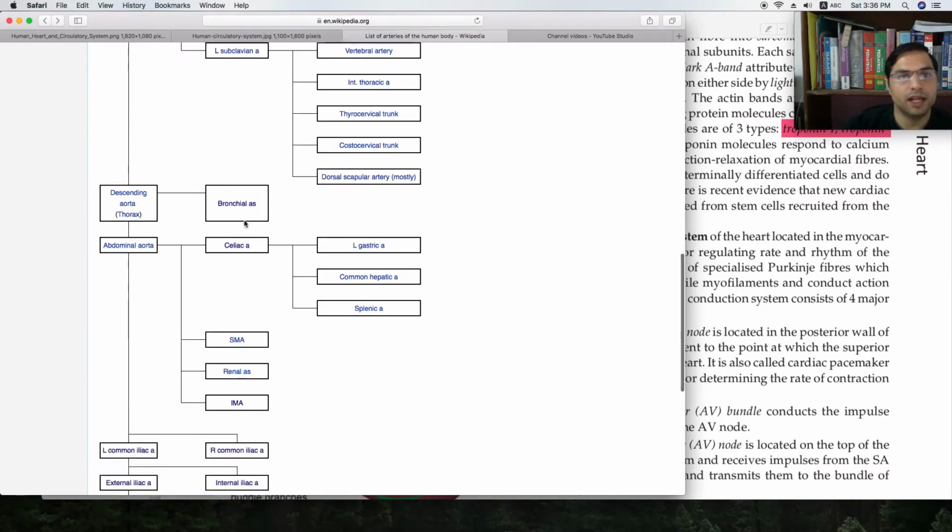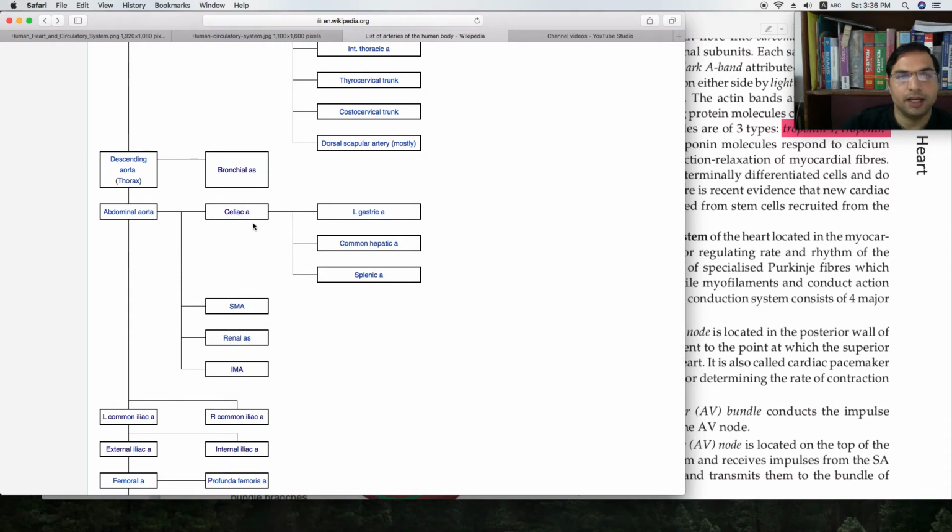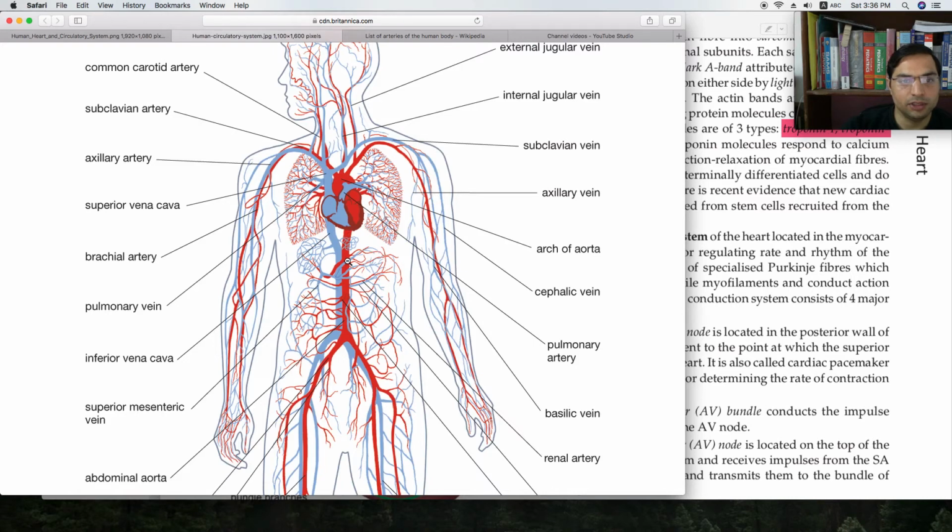This celiac artery again divides into three: gastric artery, hepatic artery, and the splenic artery, right? So let us see this celiac artery, abdominal aorta. This abdominal aorta is giving a branch, right? This branch is called the celiac artery.